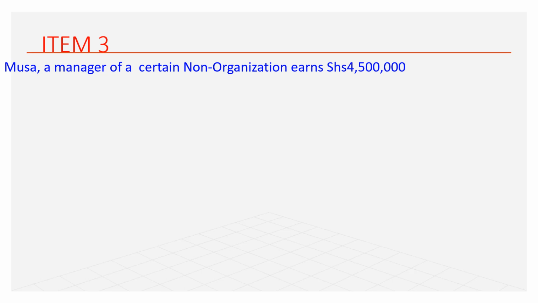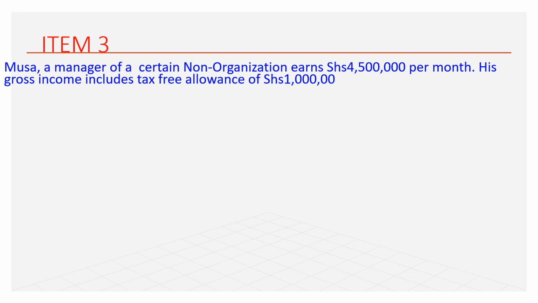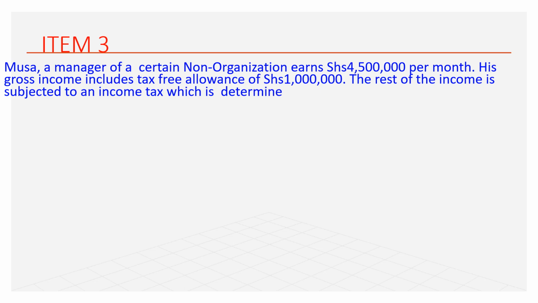Well, let's get into item 3. And I want you to be careful with this item. For this one, we shall not have the range for the taxable income, but rather we shall have the exact money they are subjecting to tax as per the tax rate.